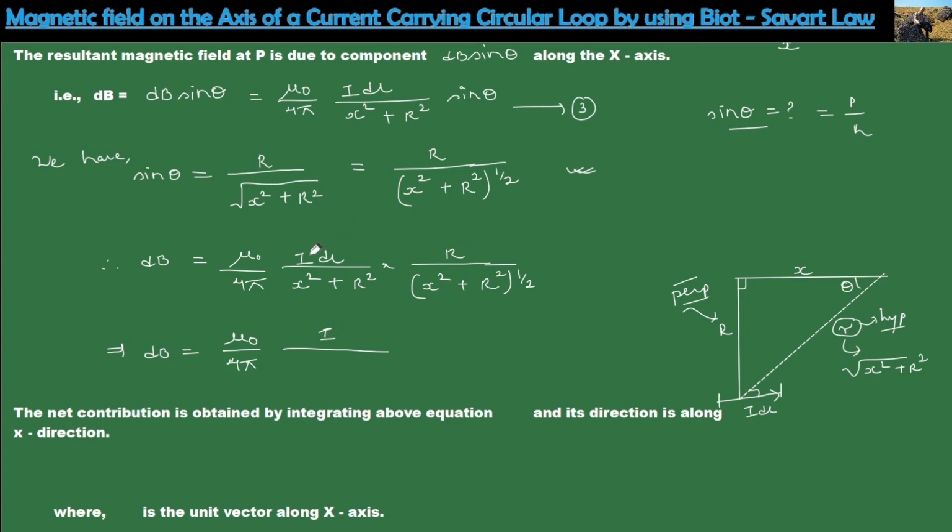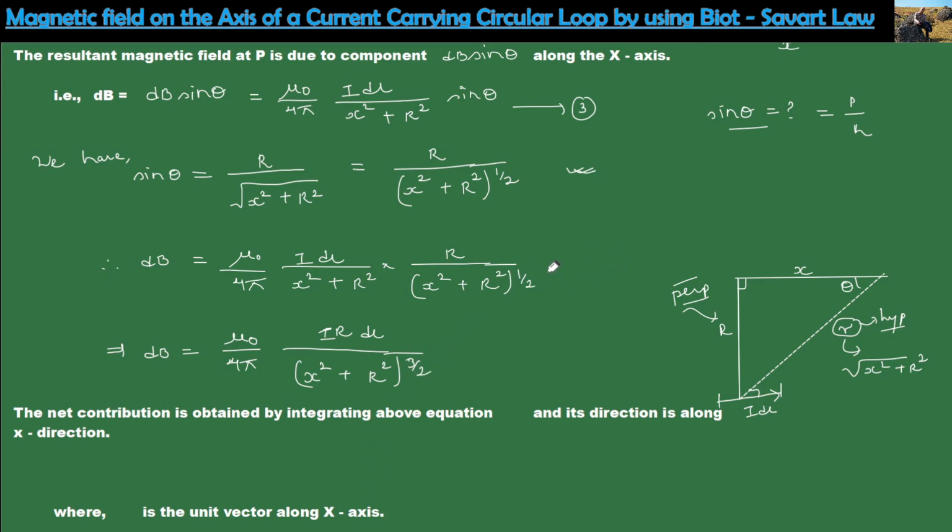So I will take this IR dl, and the denominator term we can write in this form, because the power of this expression is 1, and the total power will be 3 by 2. How is that possible?